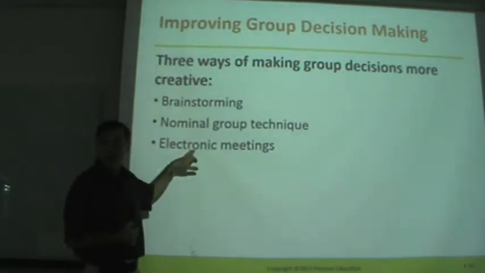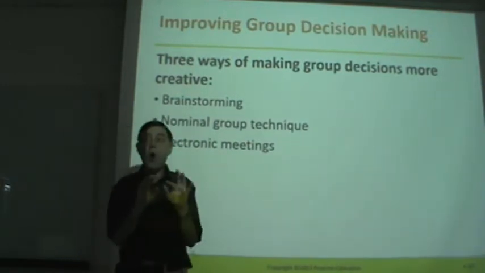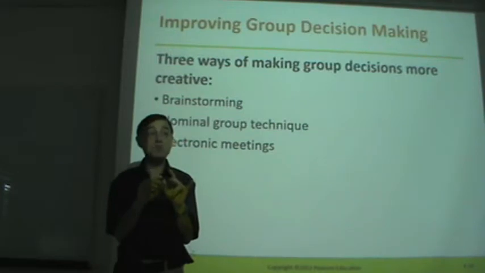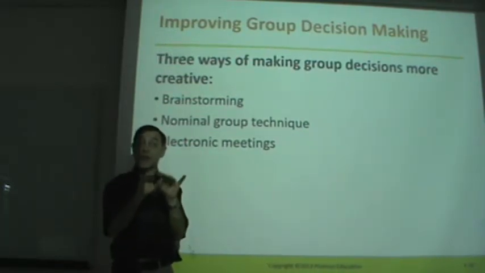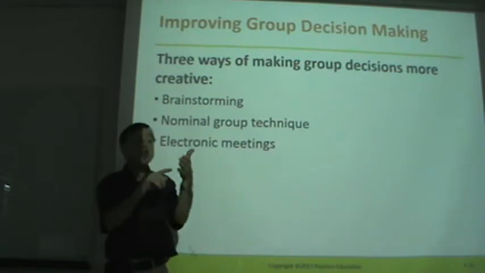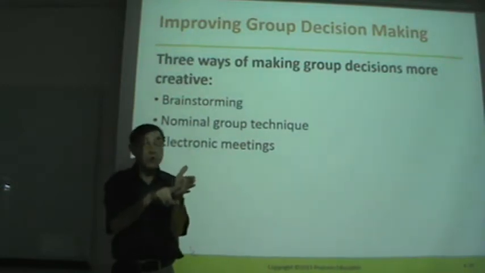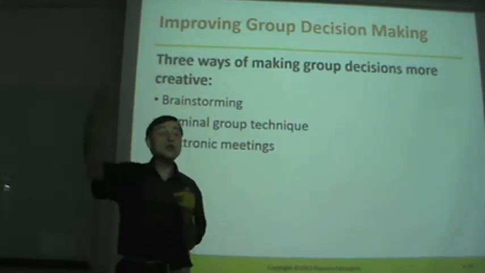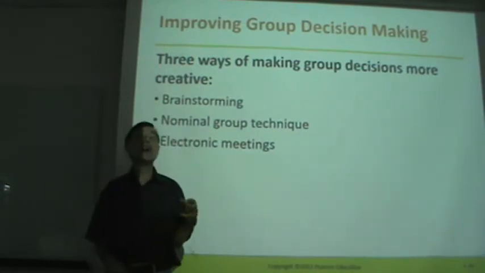In an electronic meeting, it's actually similar to the nominal group technique. All you do is encourage people to write electronic messages, and when they write the electronic message, you do not see who wrote the message. So when you don't see who wrote the message, you don't know who's on the other side. You don't judge the message by the person.